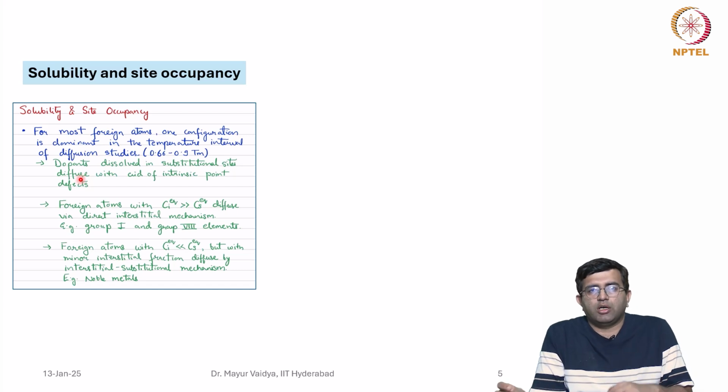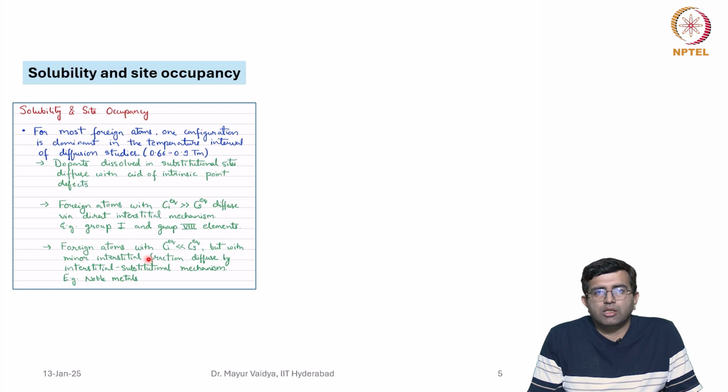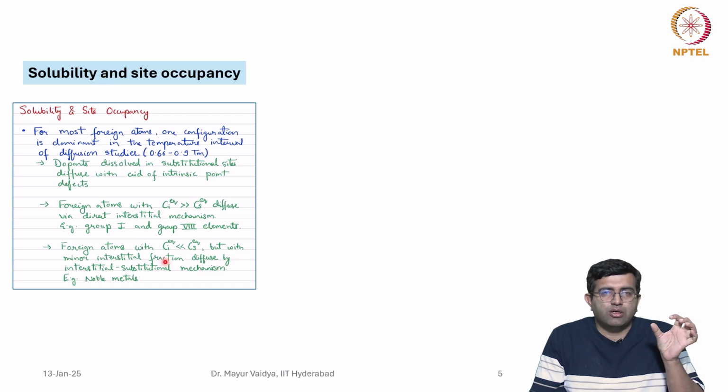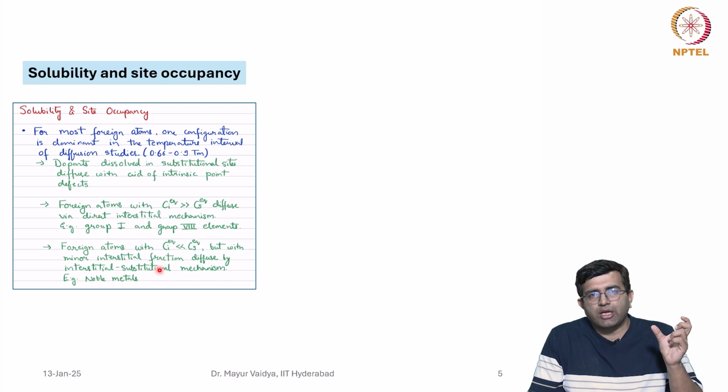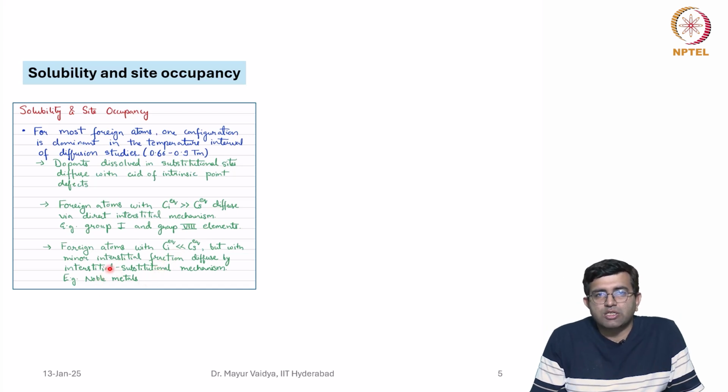For example, the group 1 and group 8 elements. The foreign atoms where CI equilibrium is much less than CS equilibrium, that means the foreign atoms which predominantly occupy the substitutional sites, but they still have a minor interstitial fraction, they diffuse by interstitial substitutional mechanism. An example of this is noble metals. So, you see, we saw last time also that it is not just the concentration that matters, but also the diffusivities which will come into picture. And interstitial, usually the diffusion is faster. So even if the concentration is much lower, but if you still have a minor interstitial fraction, then usually you tend to get a combined interstitial substitutional mechanism.